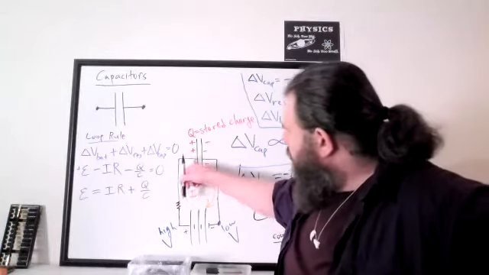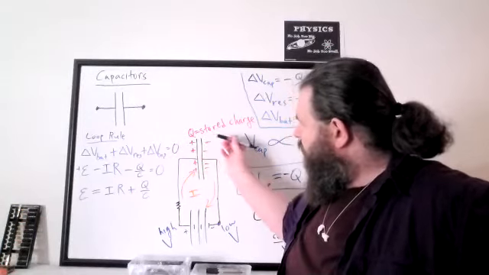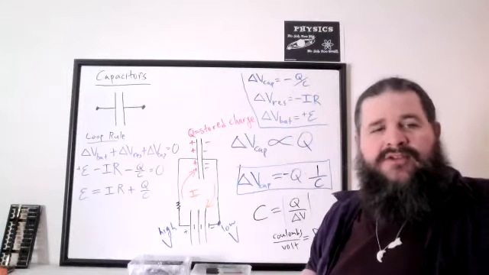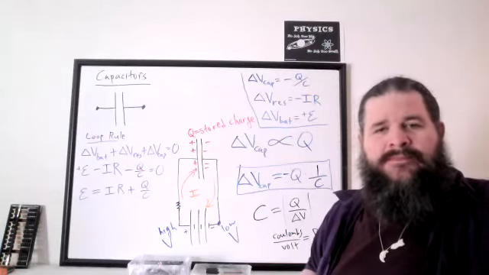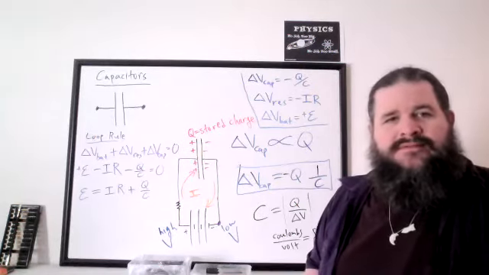Typically, if your path is going from the positive plate to the negative plate as you go through the capacitor, then the voltage on the capacitor is going to be negative Q over C. Any other questions on that so far?